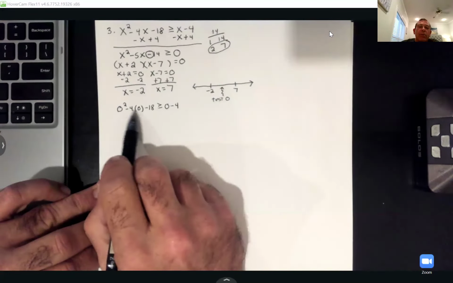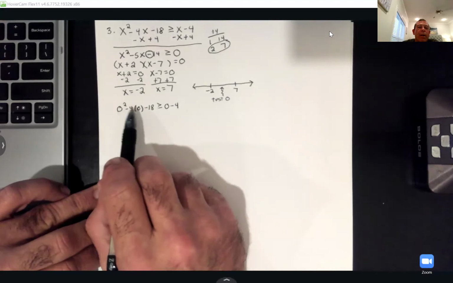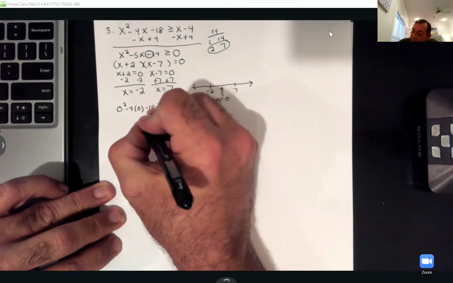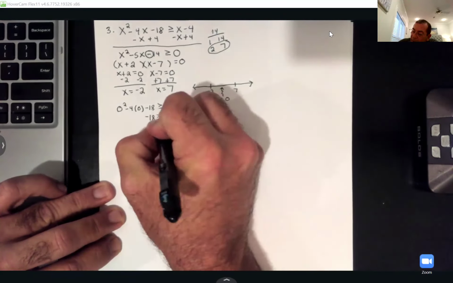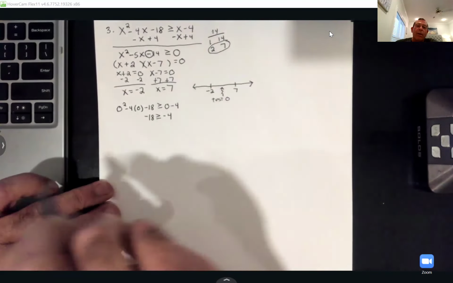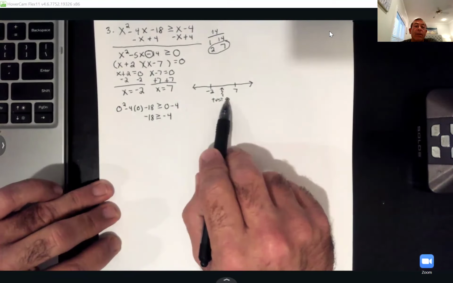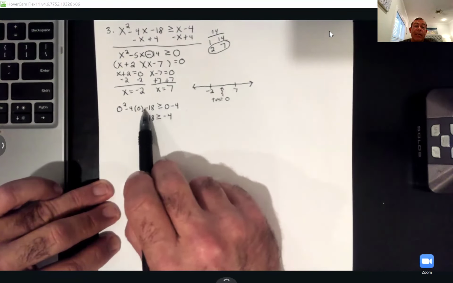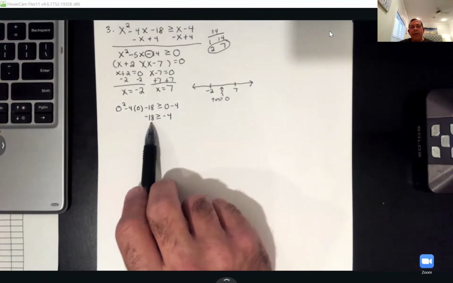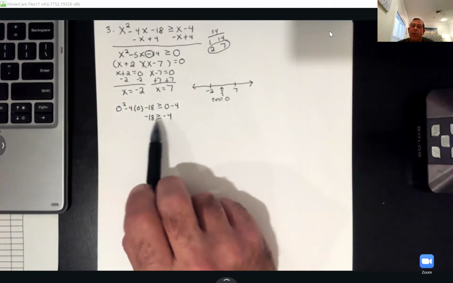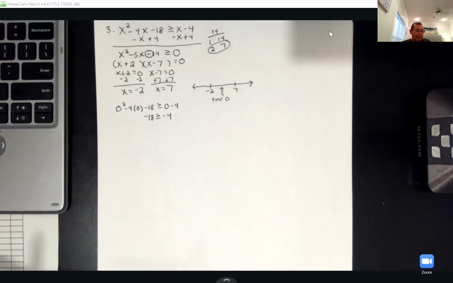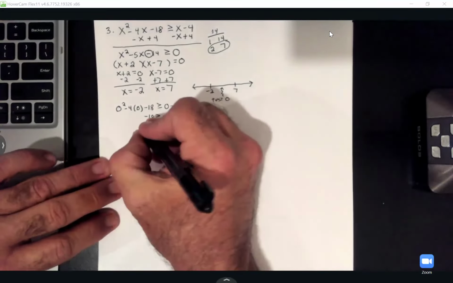Well, y'all look, all the 0 stuff is gone. 0 squared is 0. 4 times 0 is 0. So all that's left is a negative 18, greater than or equal, and look, 0 minus 4 is negative 4. So that's why I like using zeros, because when you plug in zeros, whatever that number was is your answer. But now here's the question. Is negative 18 greater than or equal to negative 4? True or false? False. Good job. That is definitely false.